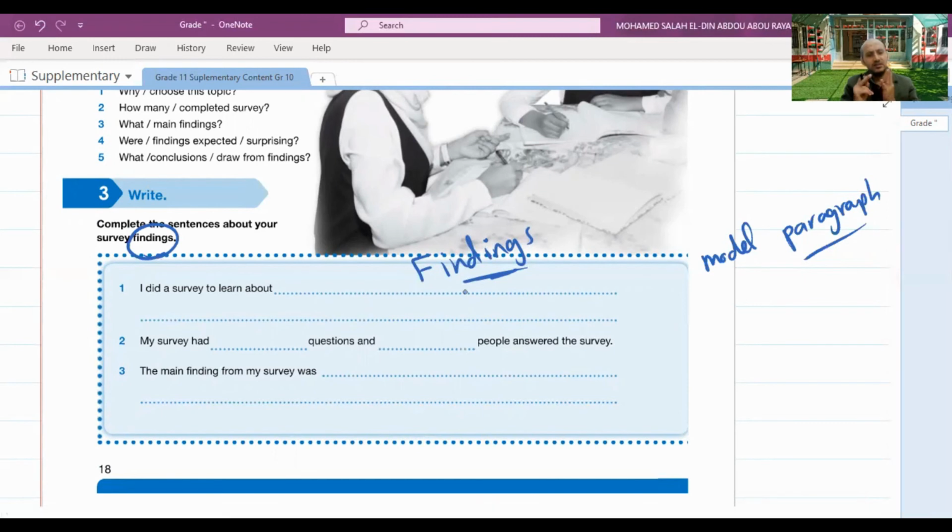I found that I did a survey. Of course, you say, I did a survey about sleep habits. I did a survey about food. I did a survey about sport, whatever. My survey had 5 questions. And how many people? 15 people. The main finding was, then you talk about the main finding. What is the general finding? Then you talk about the details.